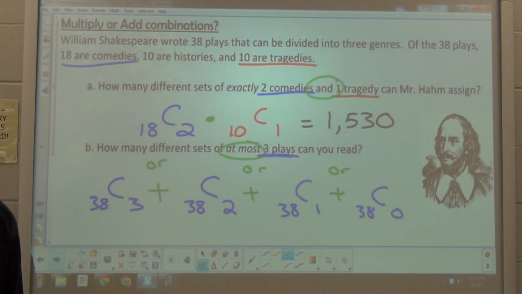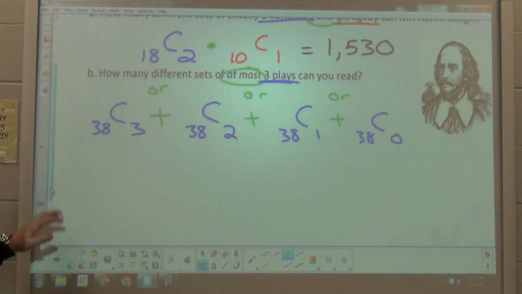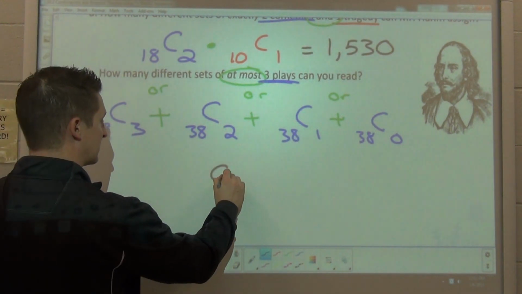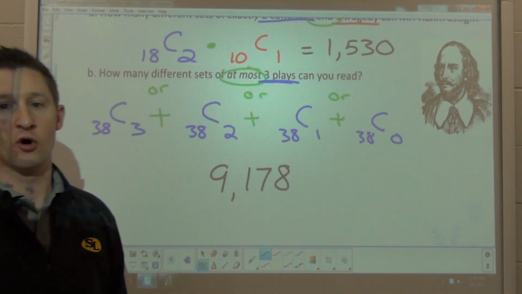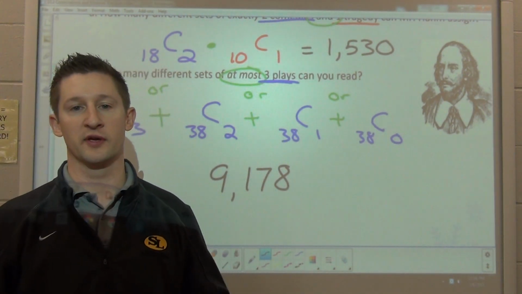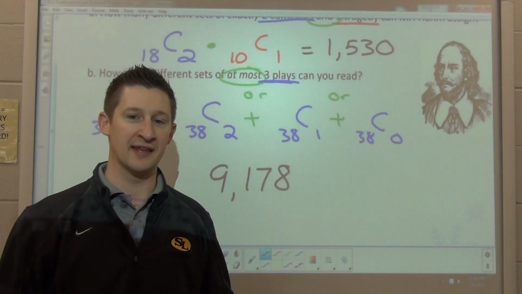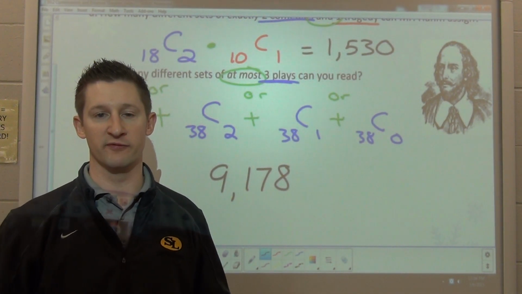When I evaluate all 4 of those, again, just to save us a little bit of time, and add them together, the total number of ways that you could read at most 3 plays would be 9,178. And hopefully that gives you an idea of how to work with combinations and whether you add them or multiply them in different situations.